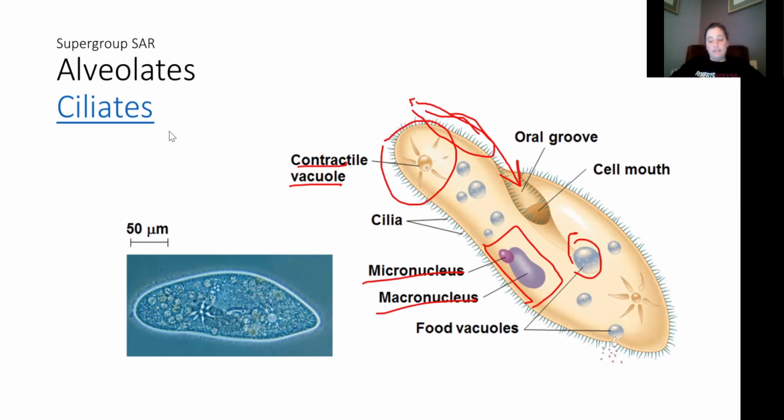They have a micronucleus and a macronucleus. The macronucleus is the one in charge of gene expression for everyday functions, so just normal gene expression, making proteins. They're also what we call polyploid.